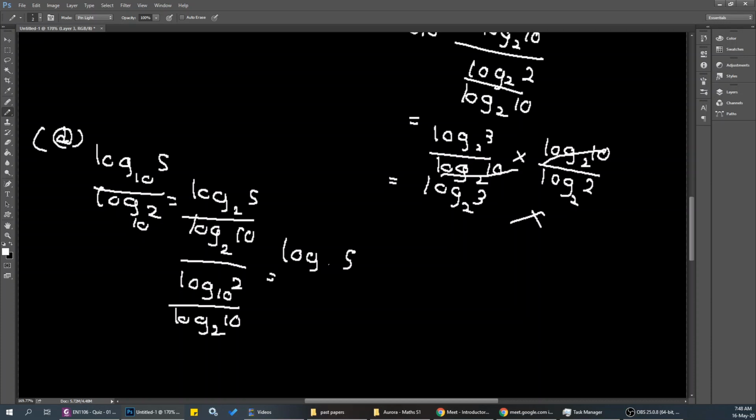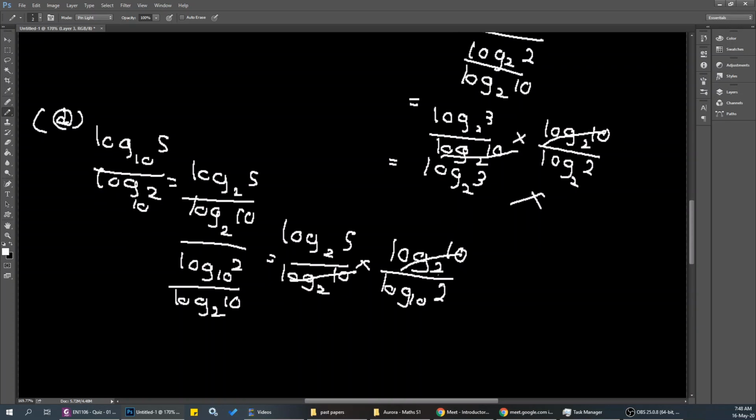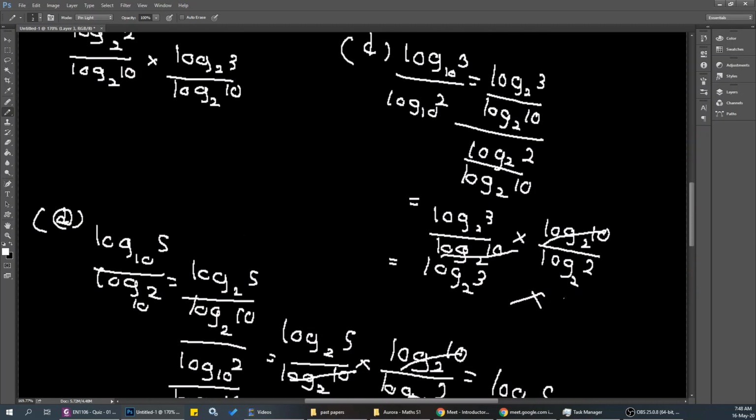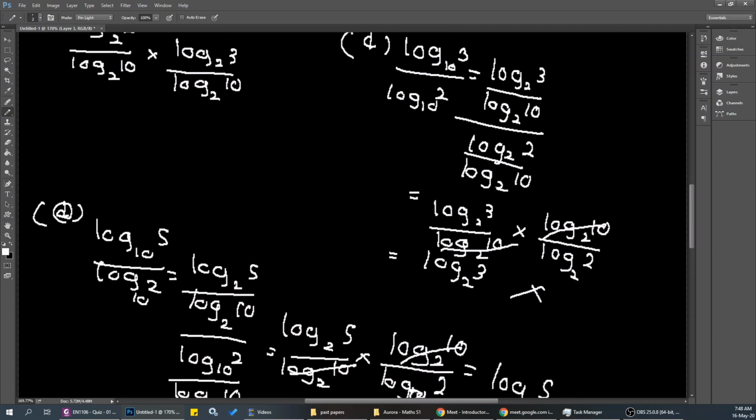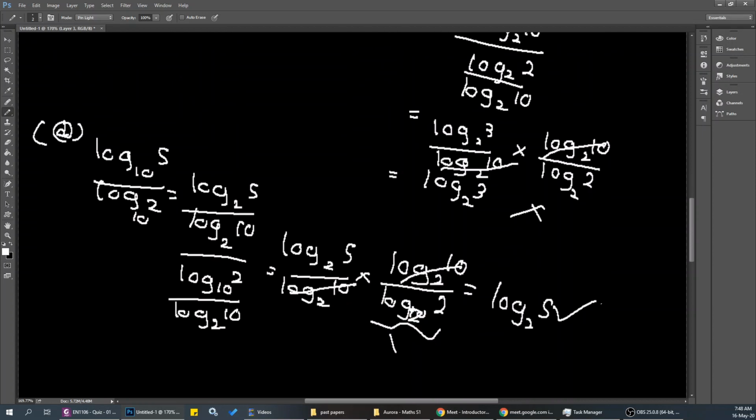Just simplify this. What do we write there? 10, right? These two cancel out. This is 2, right? So this is 1. So the answer is log of 5 to the base 2, and our original answer was also log of 5 to the base 2. So this is an answer. So the answers are C and E. Yeah, C and E.